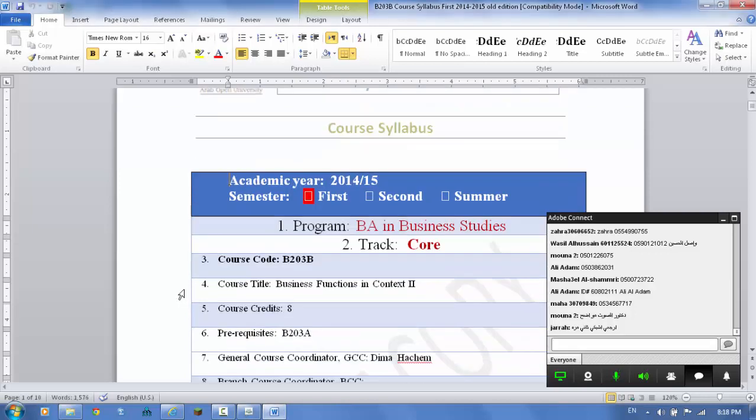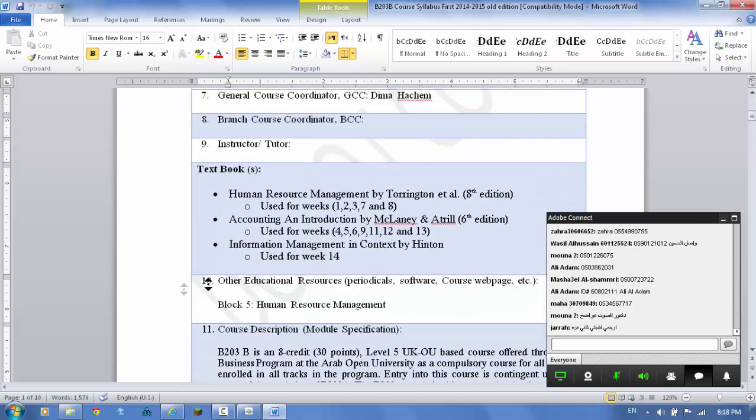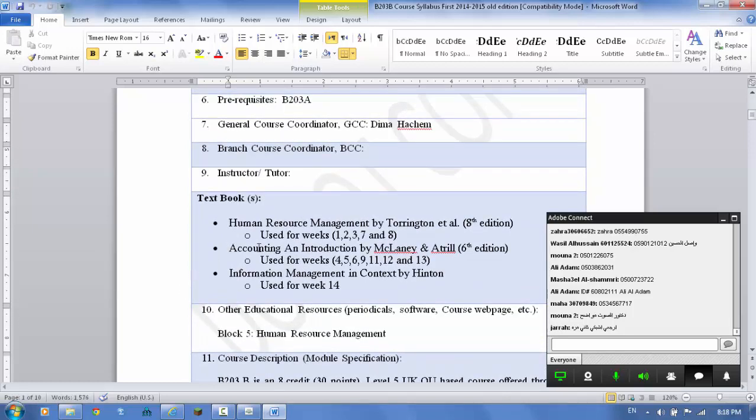First of all, this is the course calendar, or course syllabus as they know it. In this course we will have three books. The first book is related to human resource management, the book Human Resource Management by Torrington, the eighth edition, the one that you received from the bookstore. This book will be used for weeks 1, 2, 3, 7 and 8. We will take human resource management during those weeks.